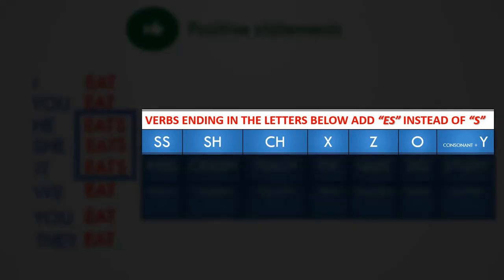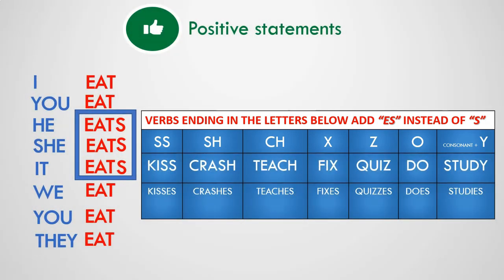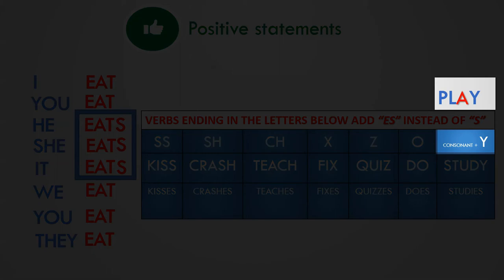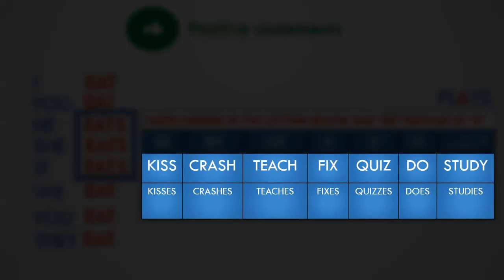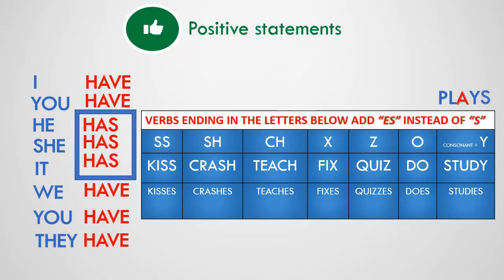On the other hand, for verbs ending in the letters below, you have to add es instead of s. You have to pay special attention to consonant plus y, because if you have vowel plus y, you only need to add an s. So the third person of the verb to kiss will be kisses: he, she, it kisses. Crash, crashes. Teach, teaches. Fix, fixes. Quiz, quizzes. Do, does. Study, studies. Notice that y becomes i before adding es. Also notice that the verb to have doesn't follow any of these rules, and its third person is has.